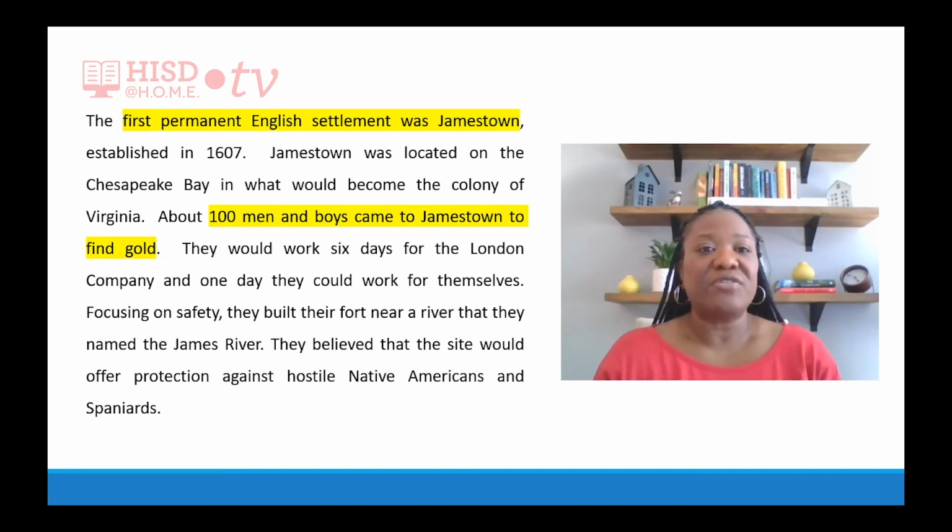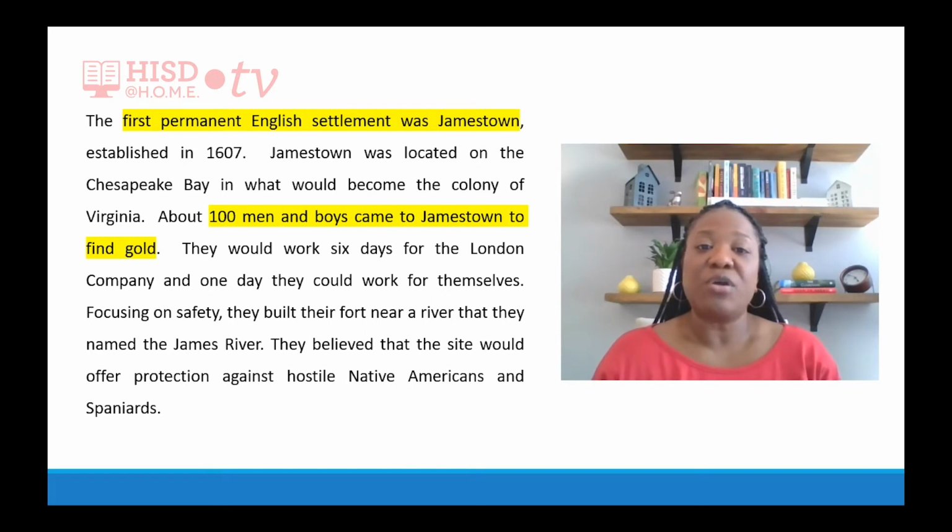The first permanent English settlement was Jamestown. Notice I've highlighted that because I thought that was important. And it was established in 1607. Jamestown was located on the Chesapeake Bay in what would become the colony of Virginia. About 100 men and boys came to Jamestown to find gold.